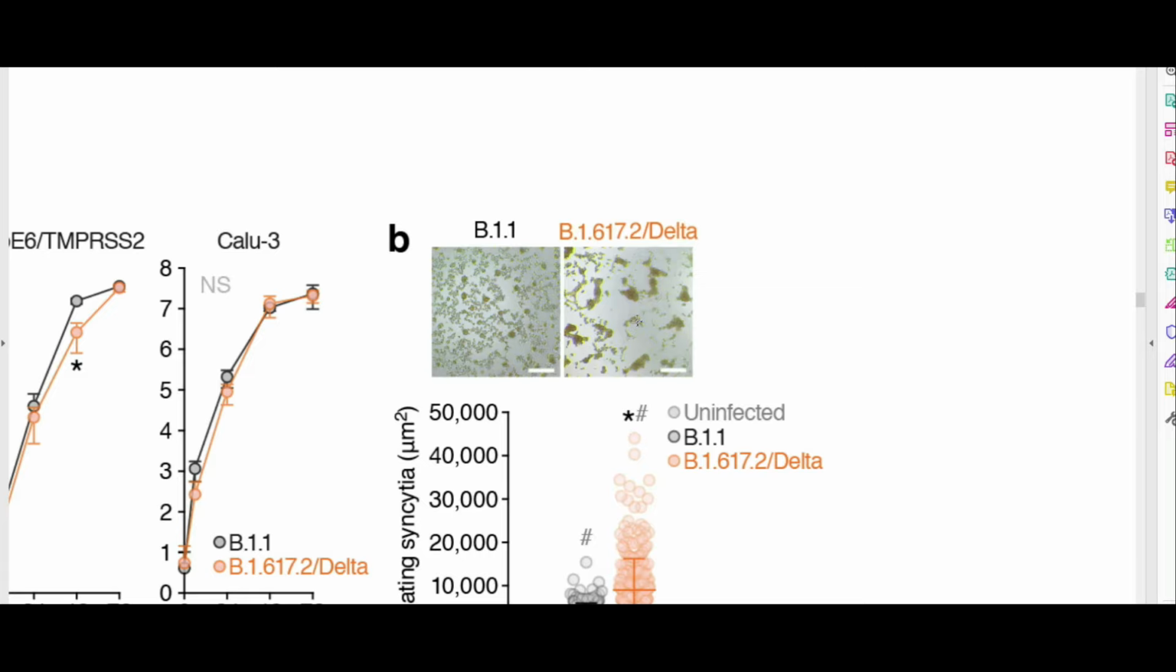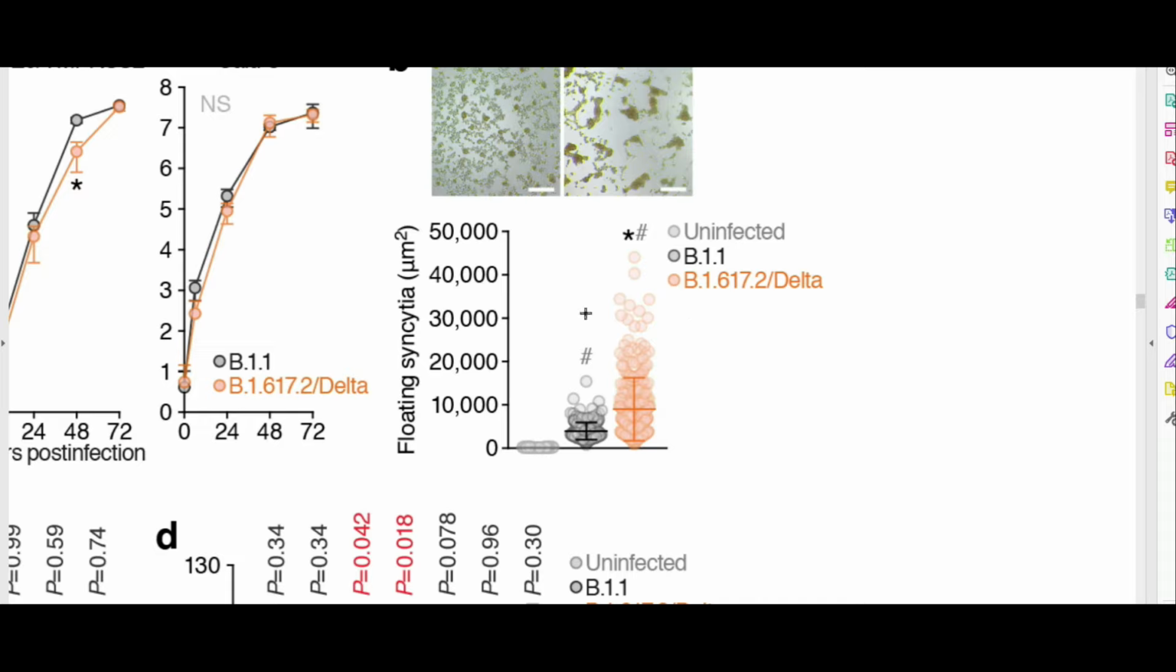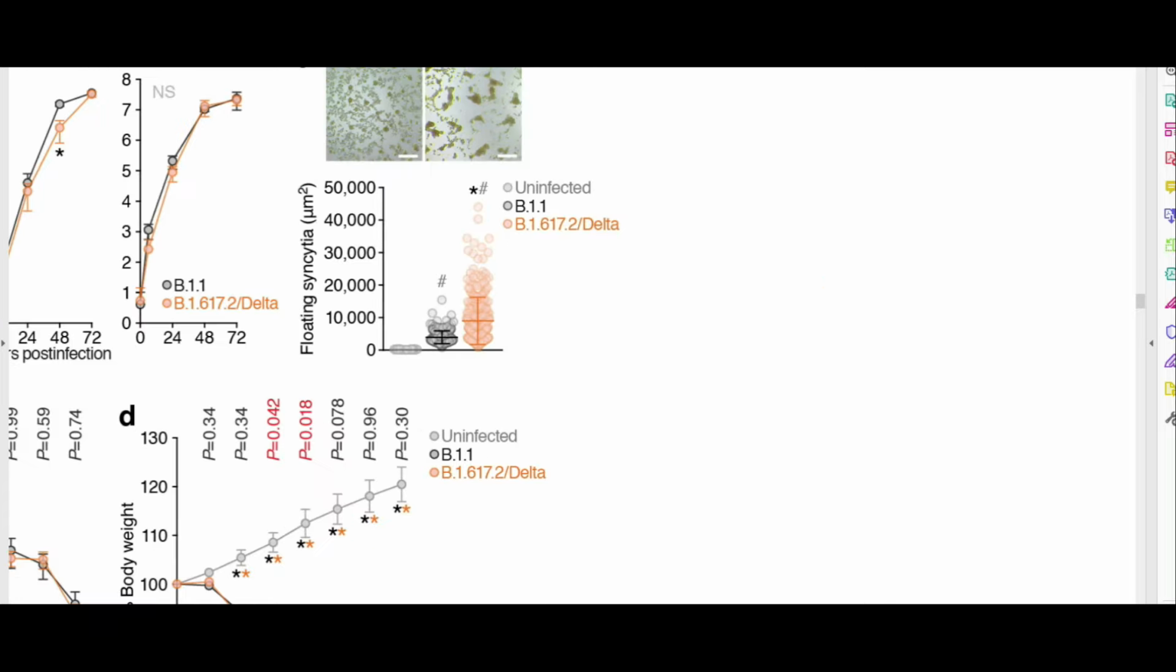Then with the Delta variant, we actually have more of these Syncytia. And this here is the measure of the floating Syncytia. And so we see uninfected is at 0, which is where we would hope it would be. With the OG virus, we see more Syncytia. And then with the Delta variant, we actually get a lot of these Syncytia on here.